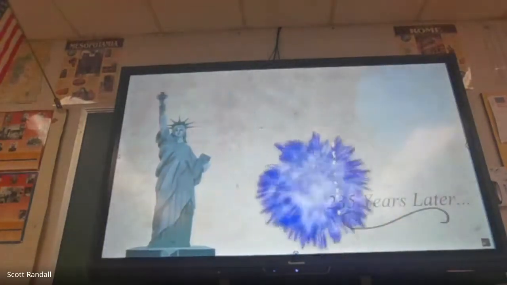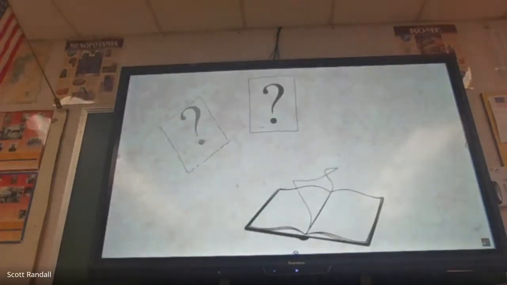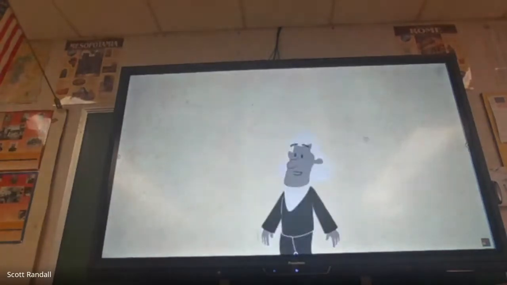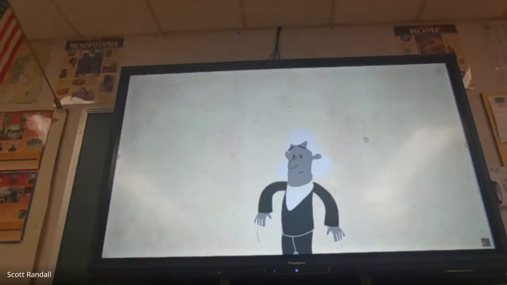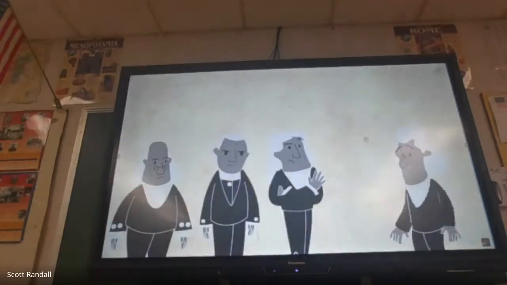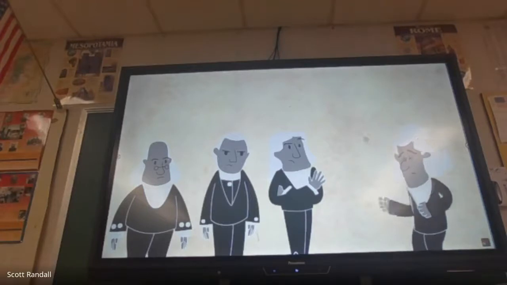More than 235 years later, we celebrate that day as America's birthday. But there are some pieces of the story you may not know. First of all, Thomas Jefferson gets the credit for writing the Declaration, but 5 men had been given the job to come up with a document explaining why America should be independent.